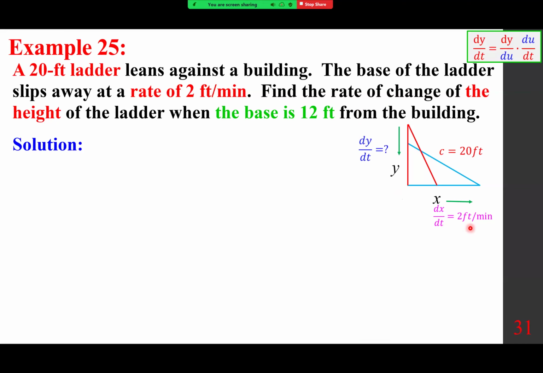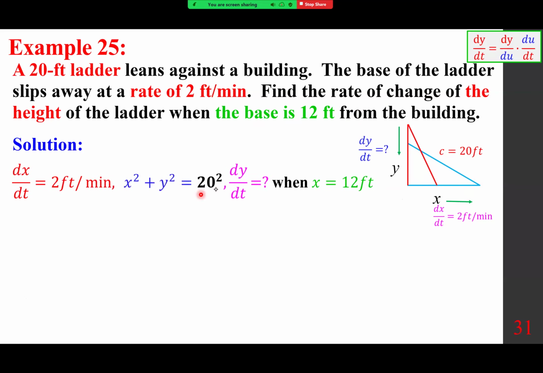And we want to find dy/dt when the base is 12 feet from the building, when this distance x is 12 feet. And we should know a squared plus b squared equals c squared. So x squared plus y squared equals c squared. And c happened to be fixed at 20. Differentiate this with respect to t: 2x dx/dt plus 2y dy/dt, and that gives you 0, although everybody should know 20 squared is 400, but it makes no difference when you differentiate.